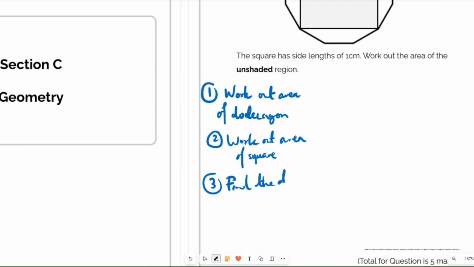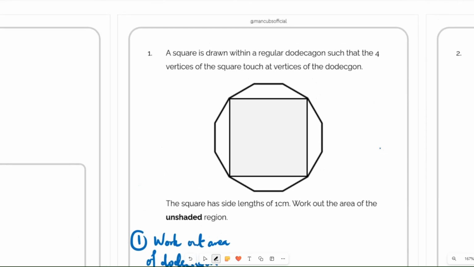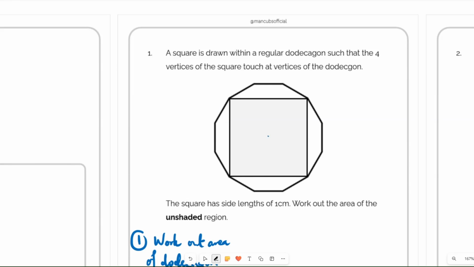I did a question similar to this at some point, and we were really stuck because we were given the side lengths of the dodecagon rather than the square, and we tried to make triangles and work out that length and then this length using Pythagoras, and then work out the area. It was all very confusing and all over the place.